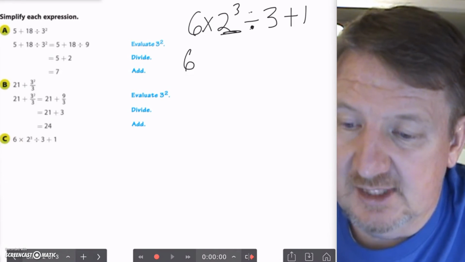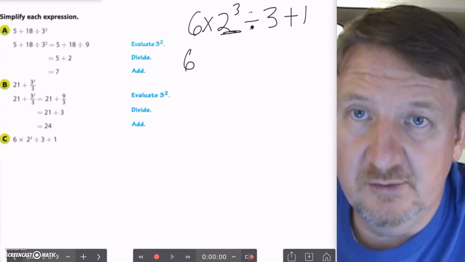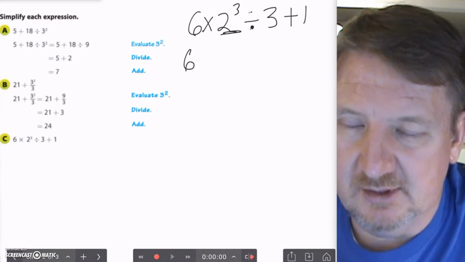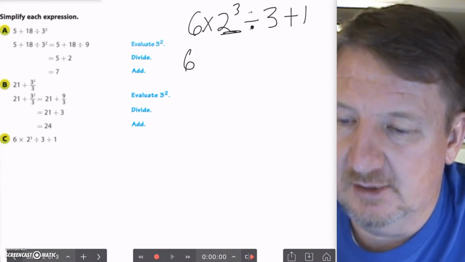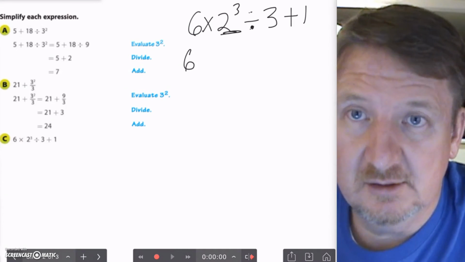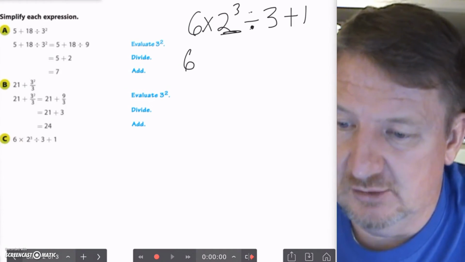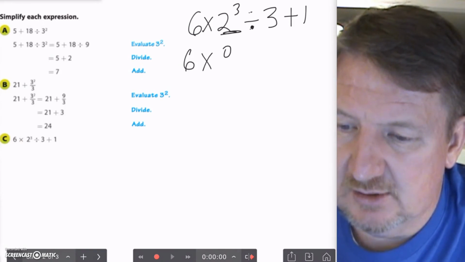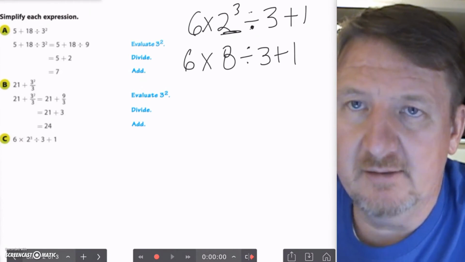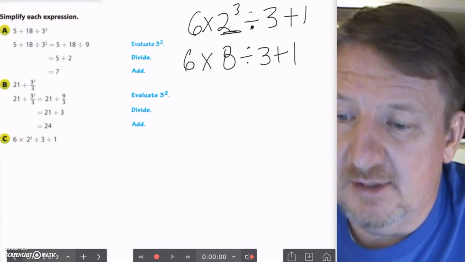So I'm going to rewrite 6. I'm going to go ahead and solve the 2 to the third power, which is 2 times 2 times 2, not 2 times 3. And you're not going to get the same answer. 2 times 3 is 6. 2 times 2 times 2 is 8. Because 2 times 2 is 4, times 2 is 8. So 6 times 8 divided by 3 plus 1. Okay? So now I'm done with the exponent step.